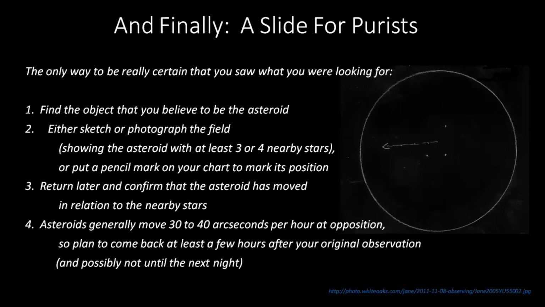And then you have to come back later to confirm that the asteroid has moved in relation to the nearby stars. Because if you don't do that, it's always possible that what you were looking at was actually just a field star that happened to be about the same magnitude or brightness as the asteroid. Now, asteroids usually move about 30 to 40 arc seconds per hour at opposition. So you're going to have to plan to come back at least a few hours after your original observation. And sometimes, you may have to come back the next night in order to confirm it.